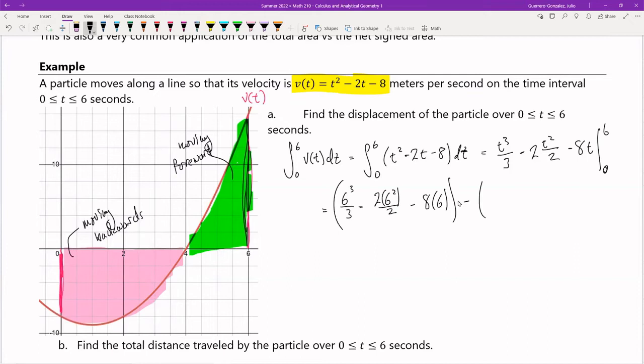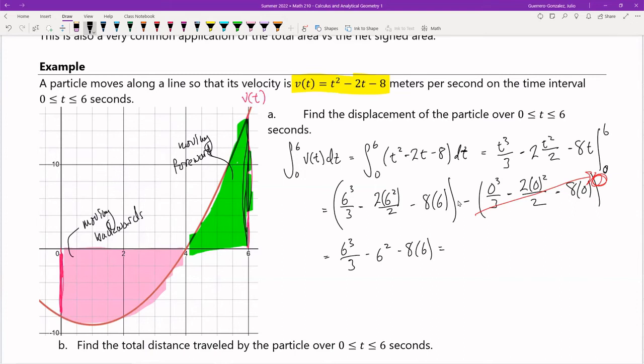So then this is going to be 0 cubed over 3 minus 2 times 0 squared over 2 minus 8 times 0. Okay, all of the stuff over here is 0, so that goes away. We know that this is going to be 0, right? Therefore, we have 6 cubed over 3 minus 6 squared minus 8 times 6.